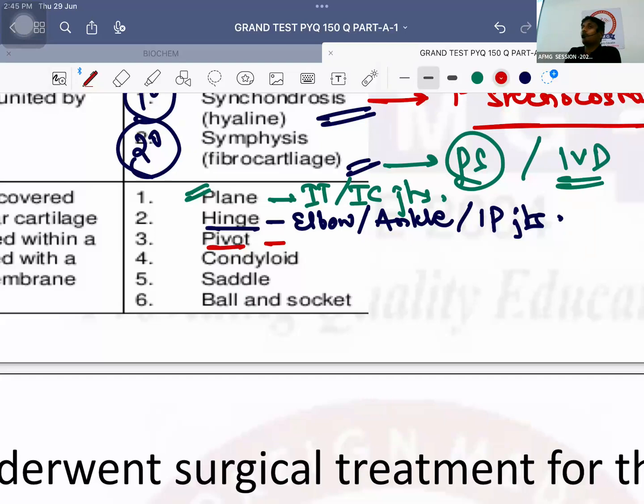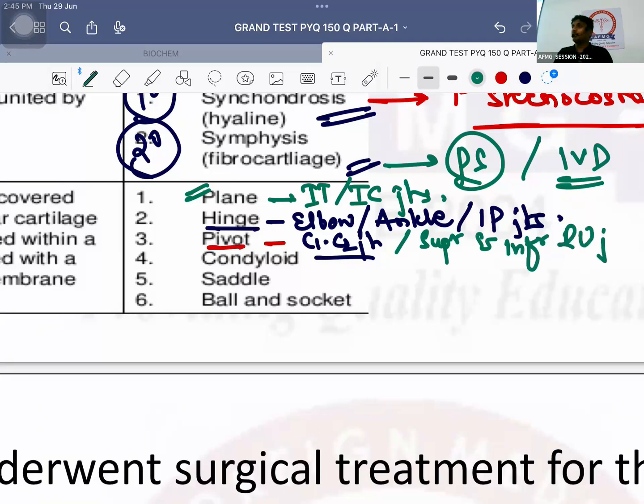Next is pivot joint. Pivot joint is when one bone rotates over another bone. The two best examples are the C1, C2 joint, that is the joint between the first and the second cervical vertebra, also known as the atlantoaxial joint, which helps in nodding movement of the head. Also, the superior and inferior radioulnar joint. The radioulnar joint helps in supination and pronation. These are also examples of pivot joint itself.